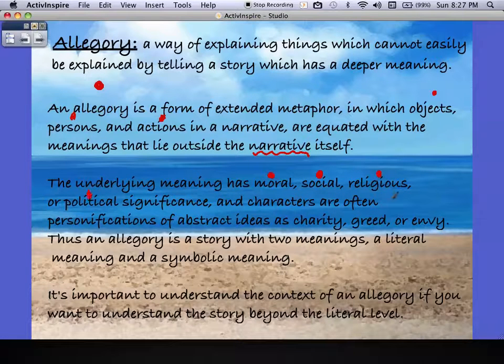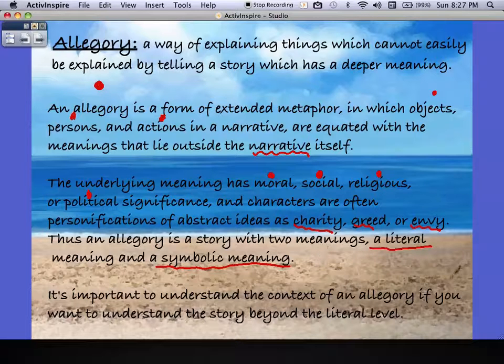The characters are often meant to personify abstract ideas, and this is important. The characters in an allegory may really represent something big like charity, or greed, or envy, or anger, or hatred. So if you look at it this way, The Lord of the Flies, because it's an allegory, is a story that has two meanings. The literal story about boys stranded on an island, and a symbolic meaning, a comment that Golding is making about the world that he lived in.